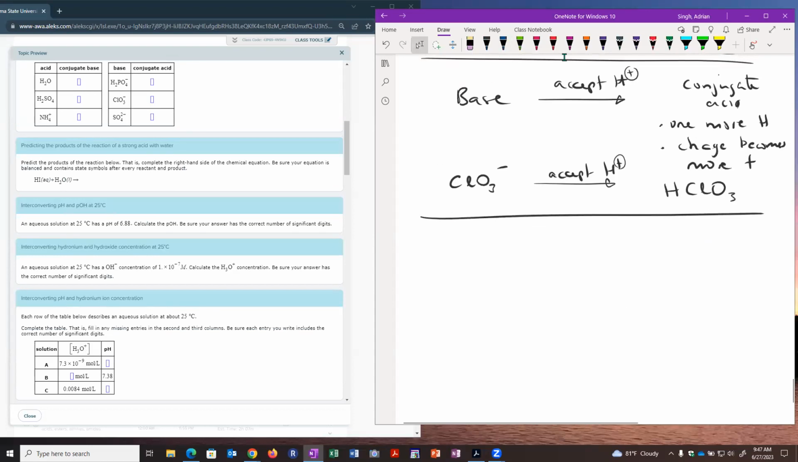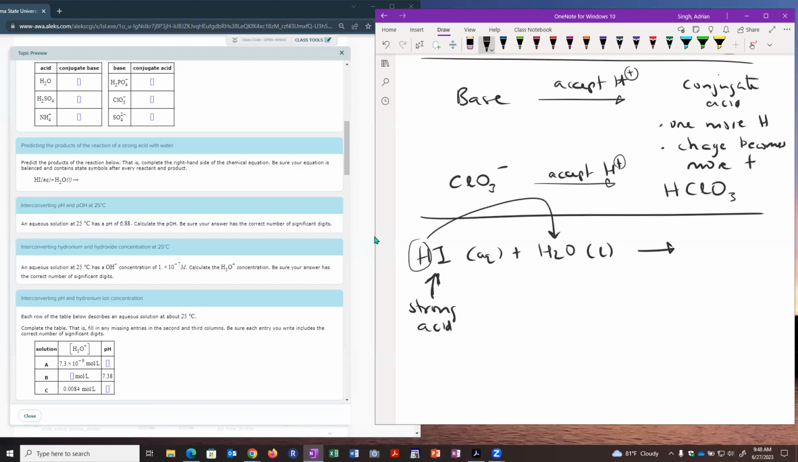All right, let's take a look at the next one. So we're taking a look at predicting the products of the reaction of a strong acid with water. Okay. And we have here our HI, that's aqueous, combining with H2O, liquid. Okay, so we're saying that this is a strong acid. Well, what do strong acids do? Well, they give up that H plus. Where is that H plus going to go? Something has to accept it. The only other thing there is going to be the H2O.